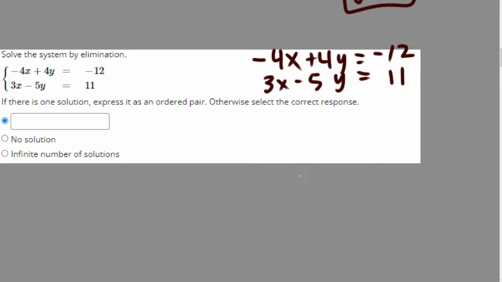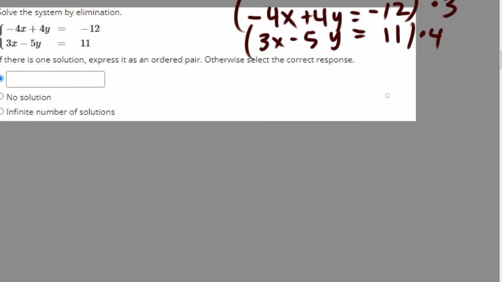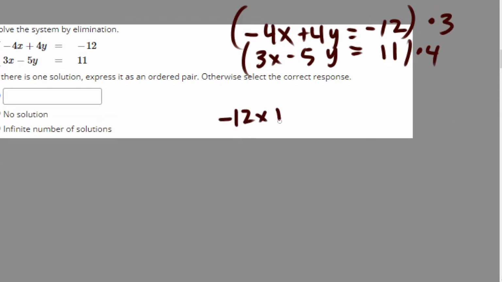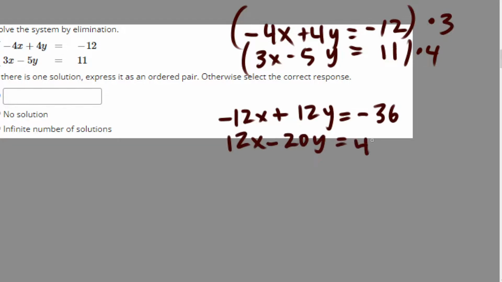I think I want to find the lowest common multiple, or I think it's greatest common factor. I don't remember the term right now. Basically, what is the lowest number that these two can fit into? And it's going to be 12. So I'm going to times this equation by 3 and this equation by 4. That will give me negative 12x plus 12y equals negative 36. And then this one will give me 12x minus 20y equals 44.